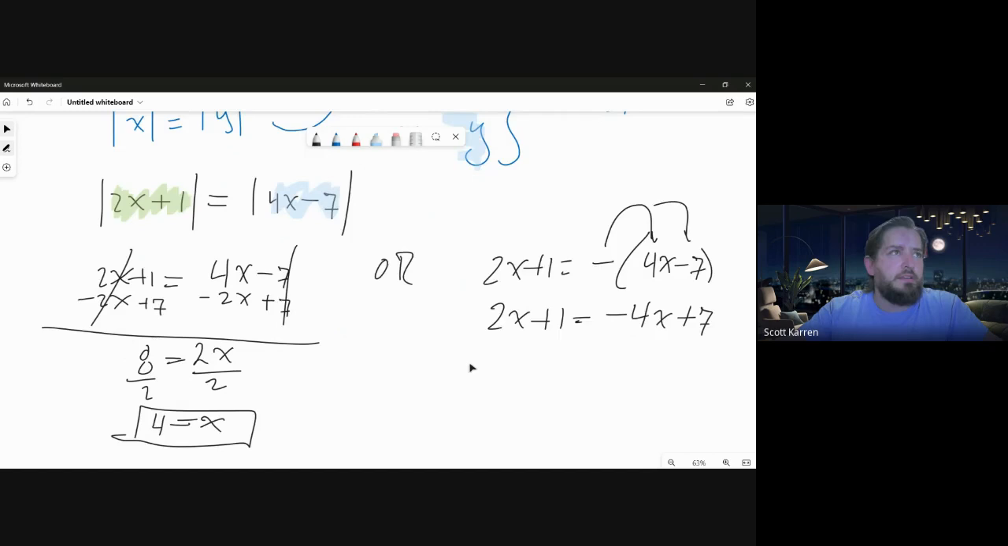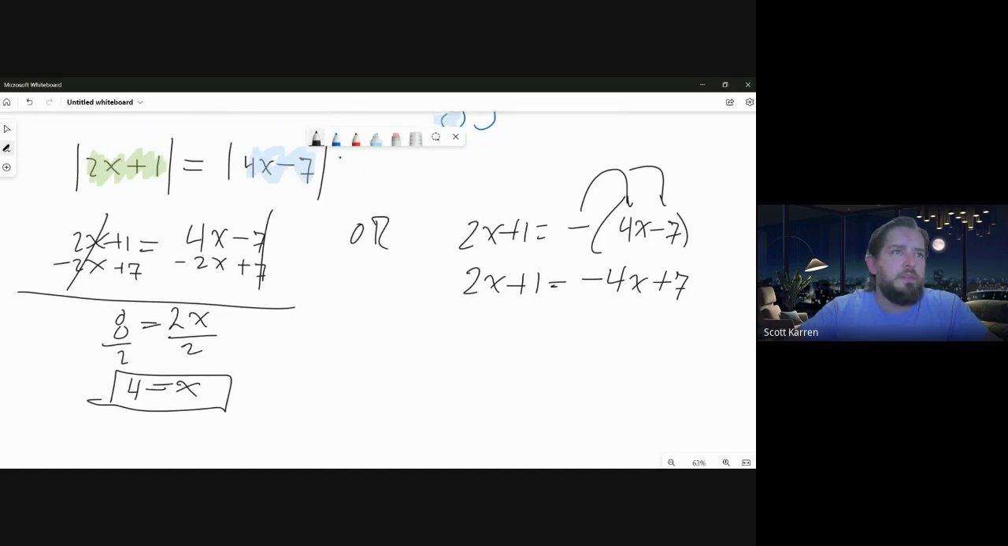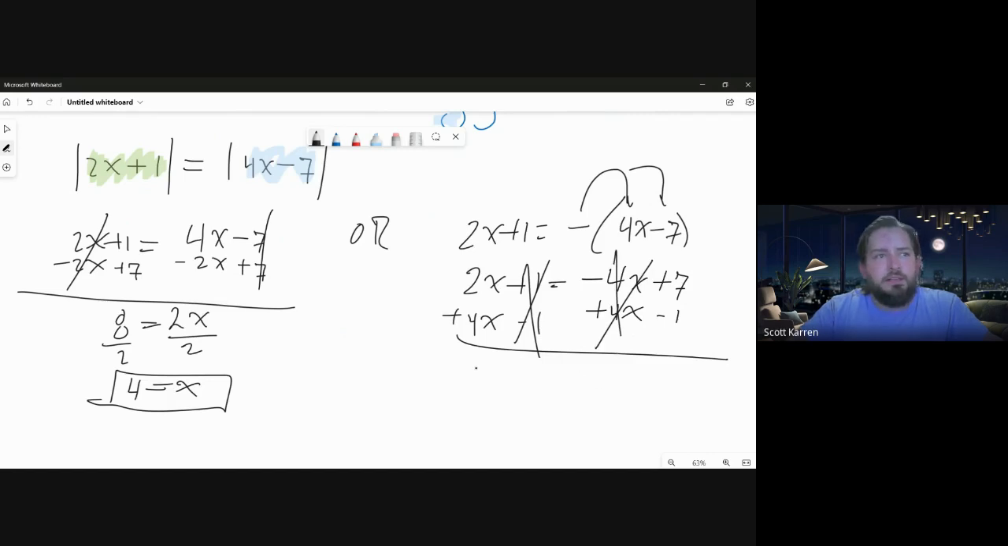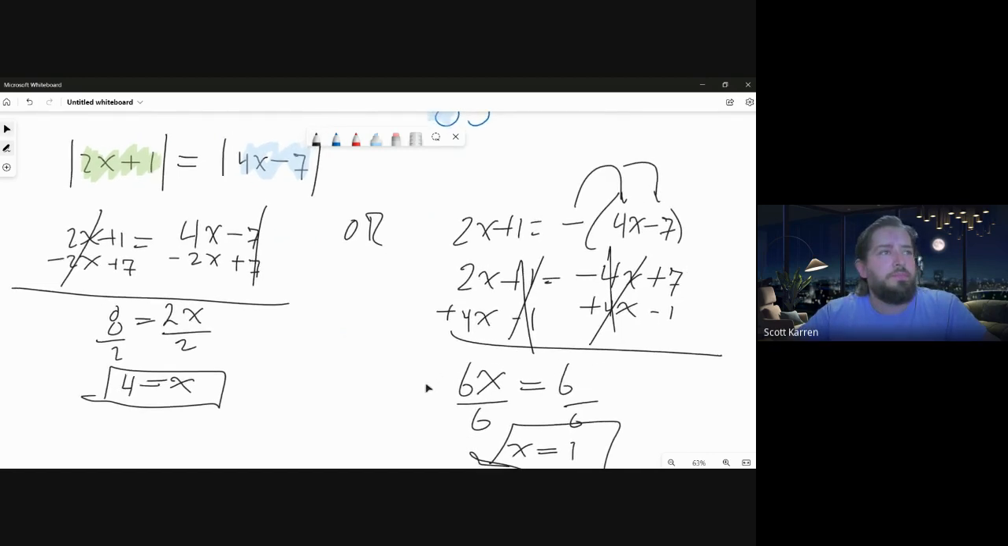But let's get my other one. I'm going to shove my x's to the left this time by adding 4x to both sides, and then subtracting 1 from both sides. And so the 1 cancels on the left, the 4x's cancel on the right. This leaves me with 6x equals 6. Divide it by 6, and I've got x equals 1. So I have two solutions. Hopefully they're both right. Let's find out.